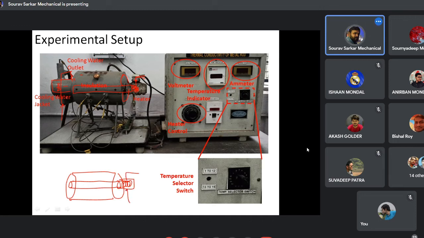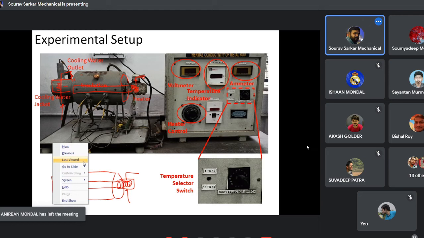The end of this rod is passing through a water jacket. The water jacket is something like this. So the water is coming and going and leaving the system like this. Is it okay?